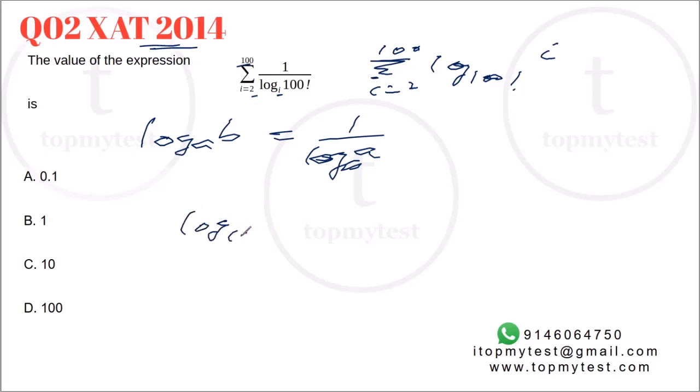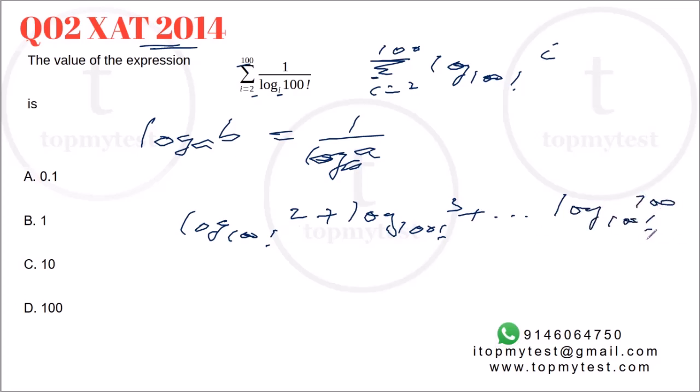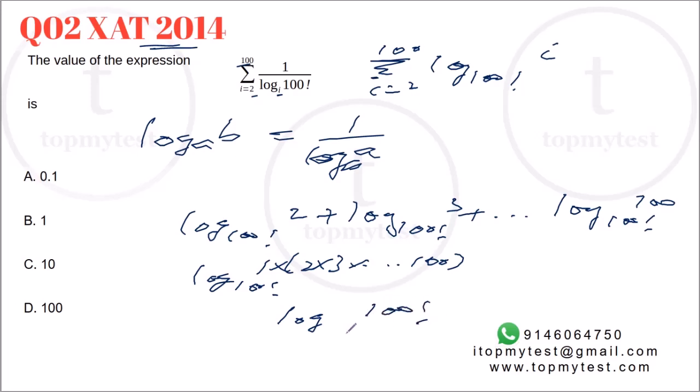This will be log to the base 100 factorial of 2, plus log to the base 100 factorial of 3, plus so on till log of 100 to the base 100 factorial. The base is the same, so addition can be multiplied. So you'll have log to the base 100 factorial of 2 into 3 till 100. Now you can multiply by 1 without changing the value. So 1 into 100 will basically be 100 factorial. That will be log of 100 factorial to the base 100 factorial, which is equal to 1. Option B is your correct choice.